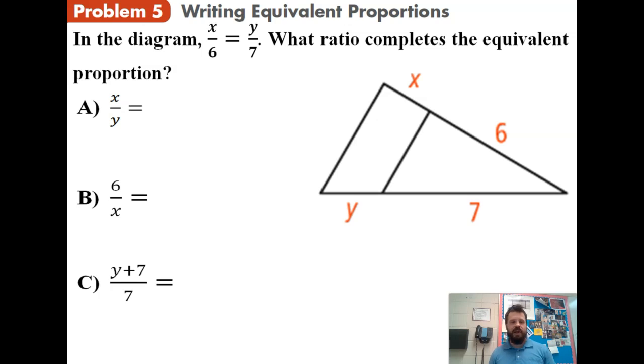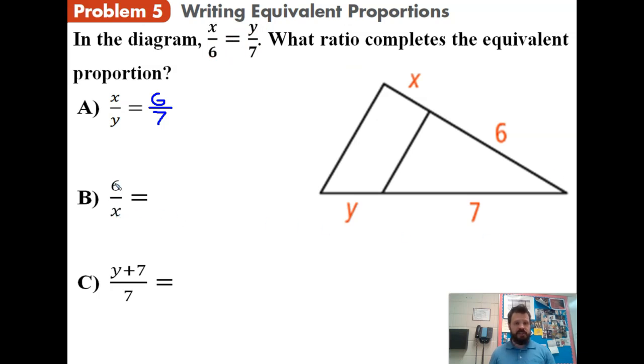All right, let's look at using those properties quickly. Problem 5 says, in the diagram, x/6 = y/7. What ratio completes each equivalent proportion? So I actually don't need my diagram. We'll just focus on the proportion here. If x/6 = y/7, we want to know what x/y is equal to. Well, I can get x/y by basically switching the y and the 6. One of the properties we just showed you said you can do that, so we could say that x/y is equal to 6/7. That would be how we could finish that proportion off.